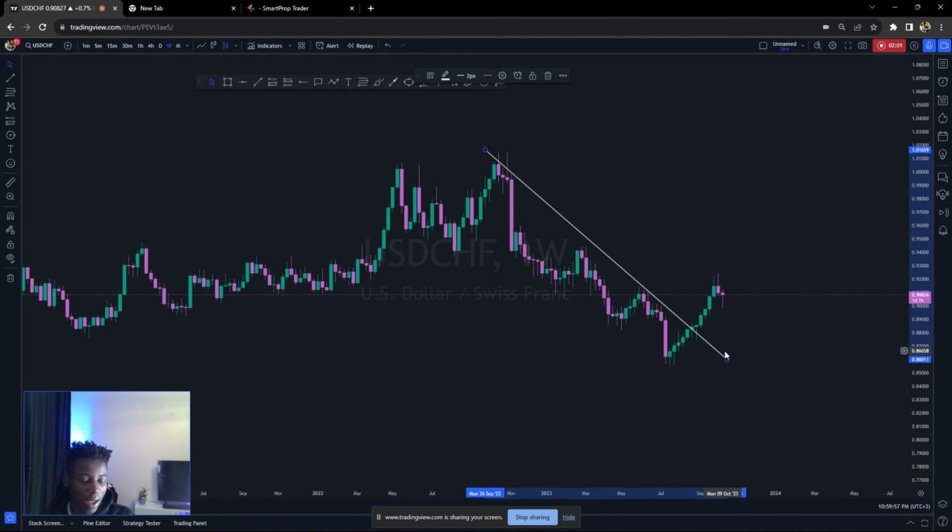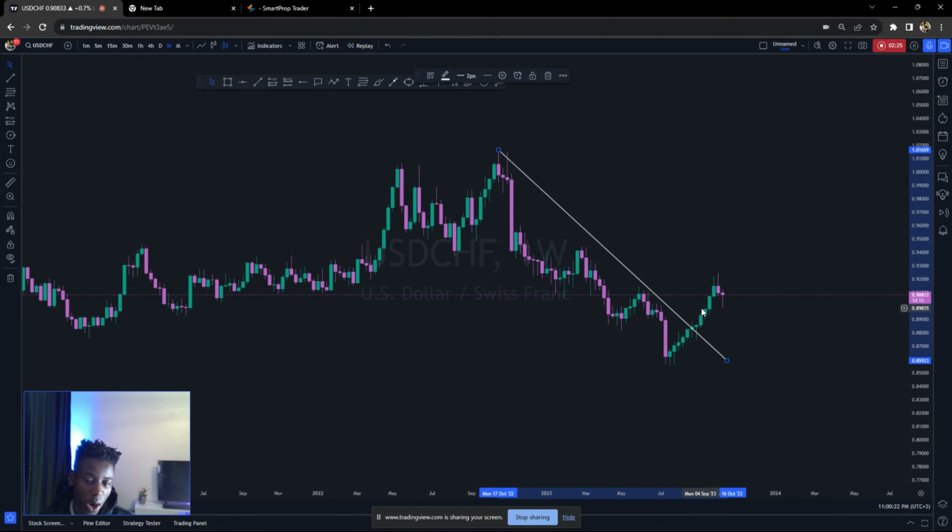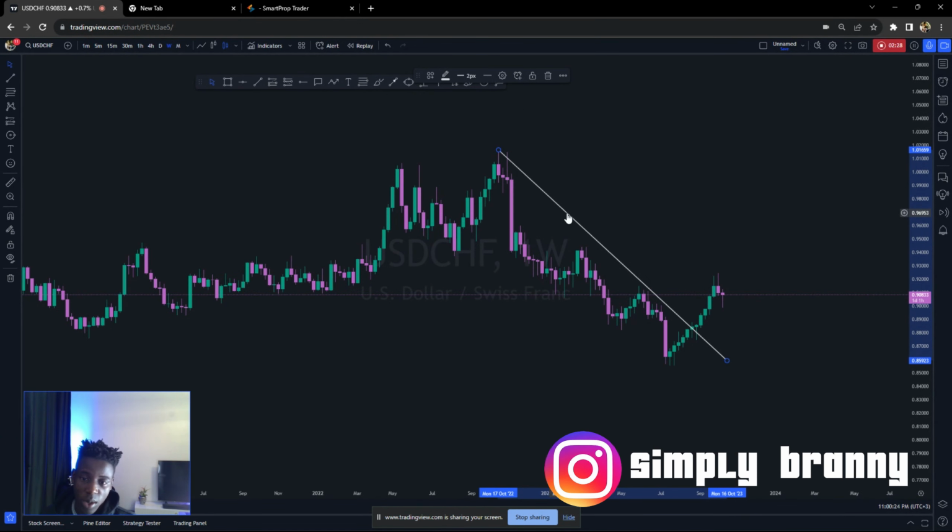But I myself, it depends. Sometimes I use wicks, sometimes I use the body. All of them work the same. It depends on how you approach the market. But for a person who doesn't know how to draw a trend line, it is very nice to use wicks. As you can see, we have this touch here, a second touch, boom, we broke out. So we had a break of the trend.